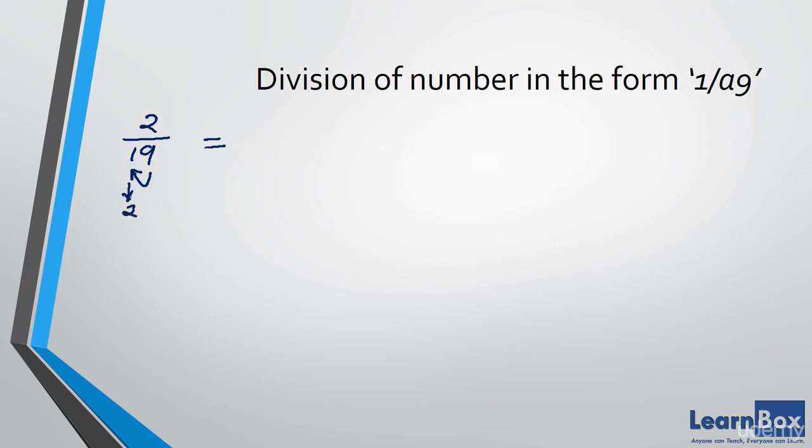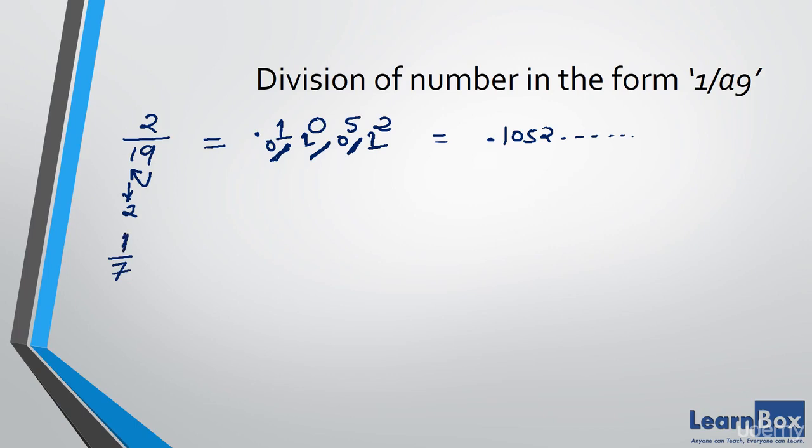We'll divide this 2 by 2, which will give us 1 as quotient and 0 as remainder. Now this 1 will be divided by 2, we'll get 0 as quotient and 1 as remainder. Now this 10 will be divided by 2, it will give us 5 as quotient and 0 as remainder. Now this 05 will be divided by 2, it will give us 2 as quotient and 1 as remainder. So the answer becomes 0.1052 and so on.